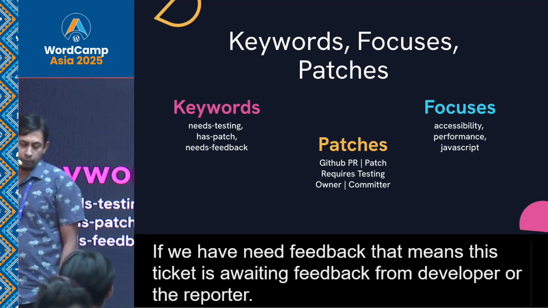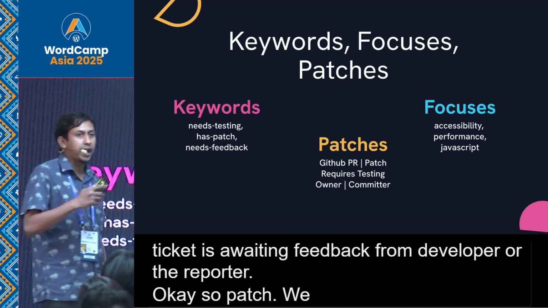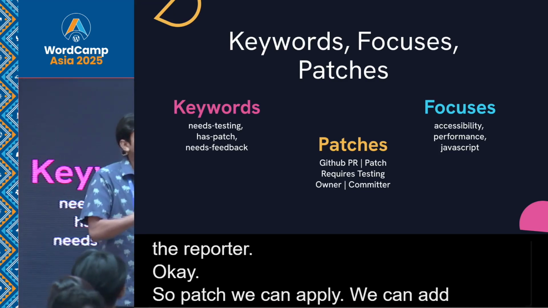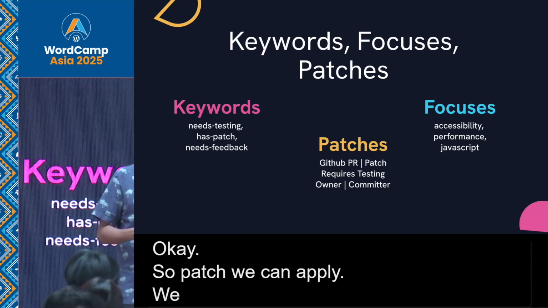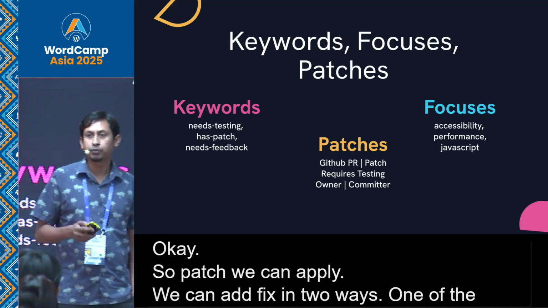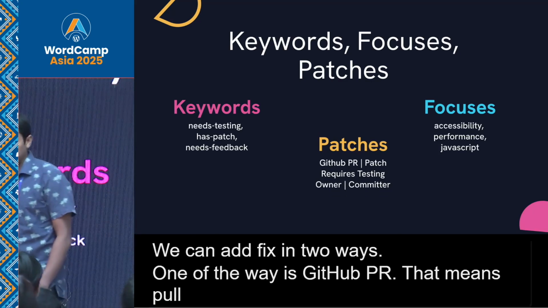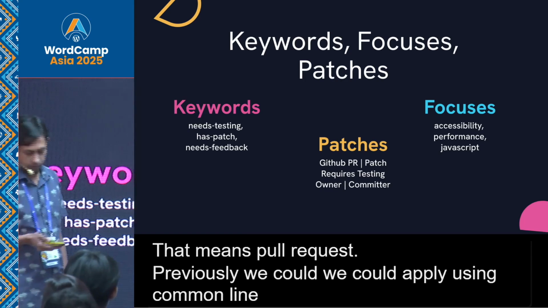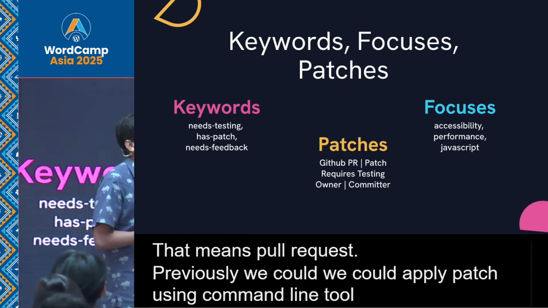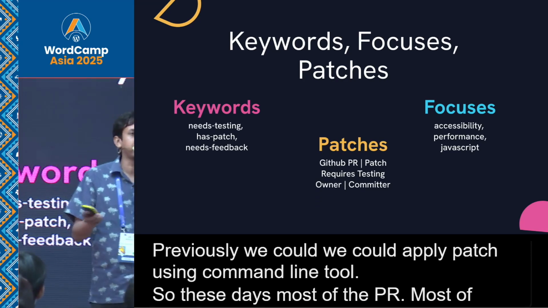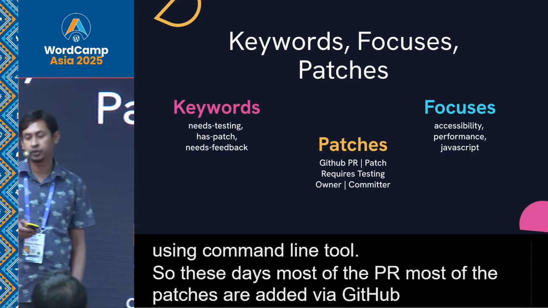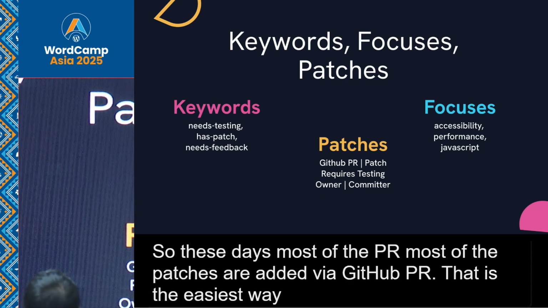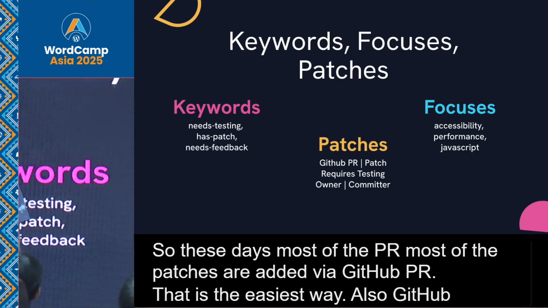Okay, so for a patch, we can add a fix in two ways. One of the ways is a GitHub PR, that means pull request. Previously we could apply a patch using the command line too. These days most of the patches are added via GitHub PR. That is the easiest way. Also, GitHub helps in different ways and multiple ways.